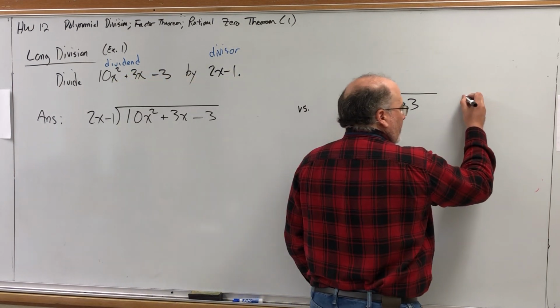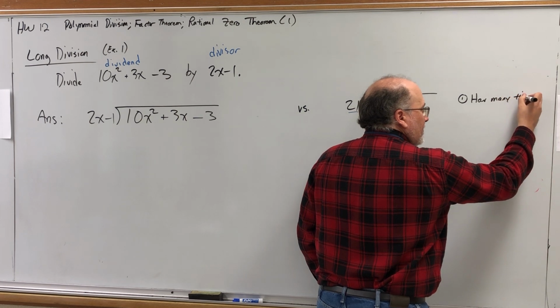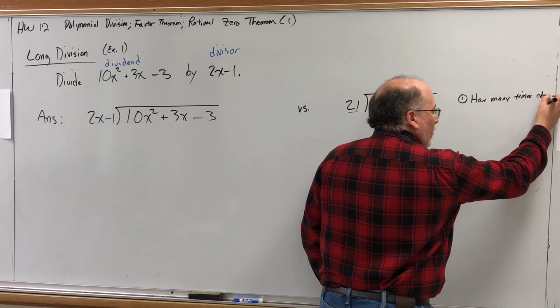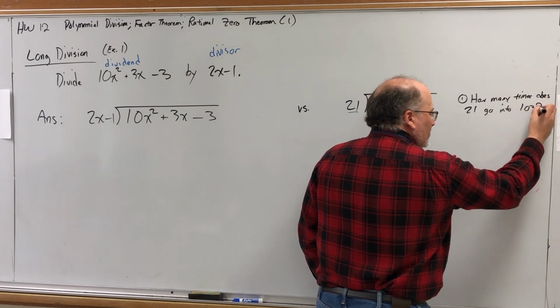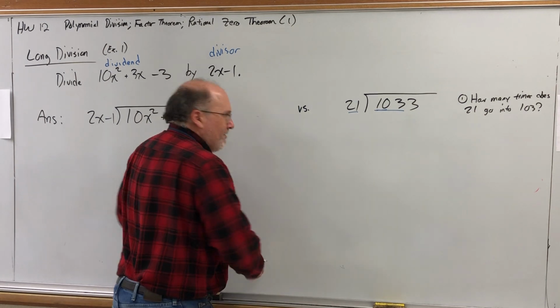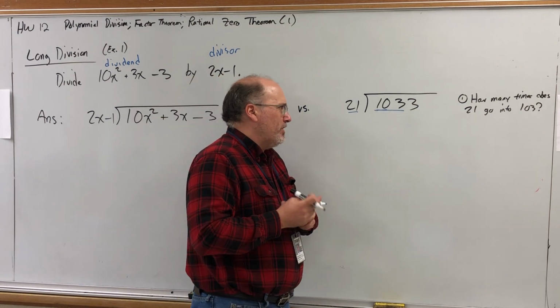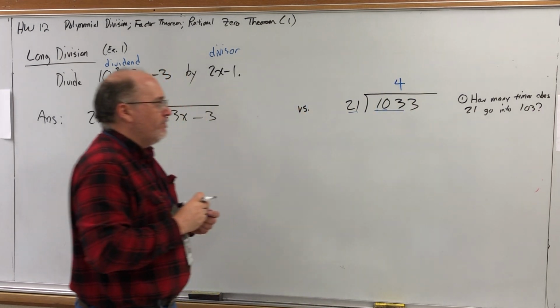So the first question over here, how many times does 21 go into 103? Let's go ahead and answer that question. I'll tell you right now the answer is 4. 5 is too many. If you did 5 times 21, you would get 105. So let's just pretend that you knew the answer was 4.